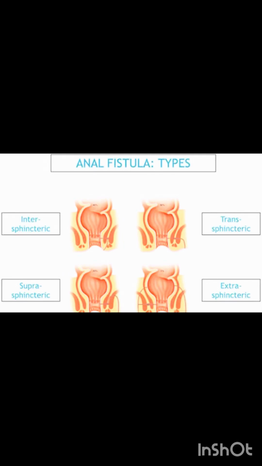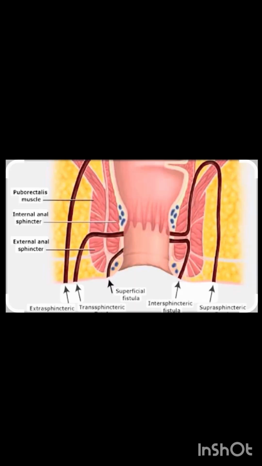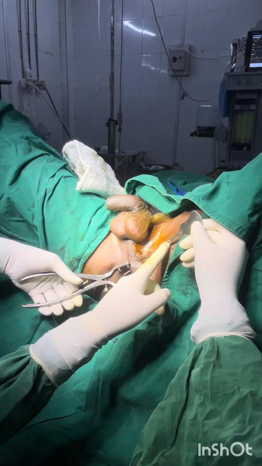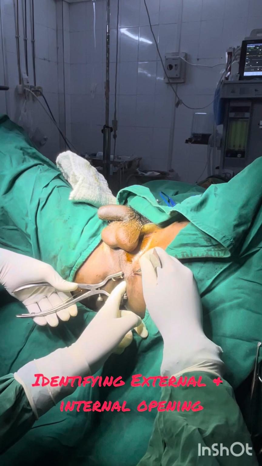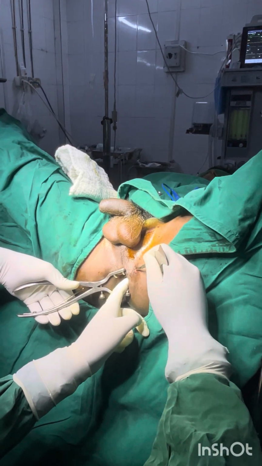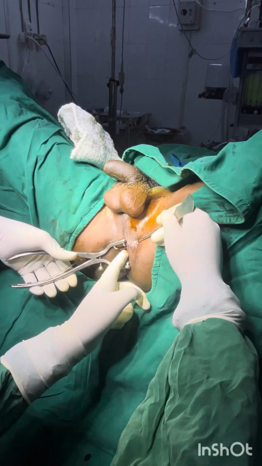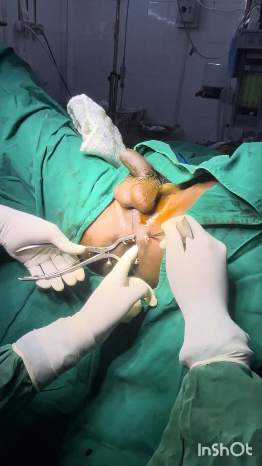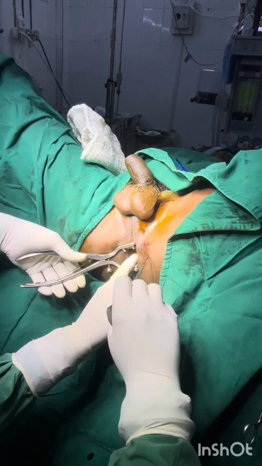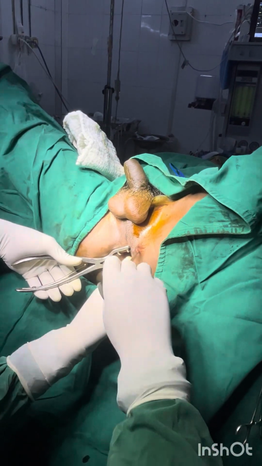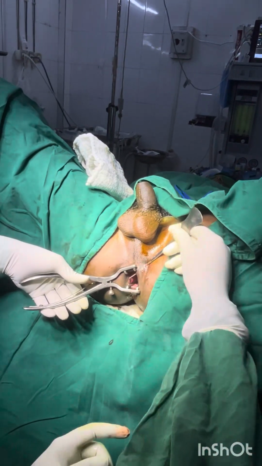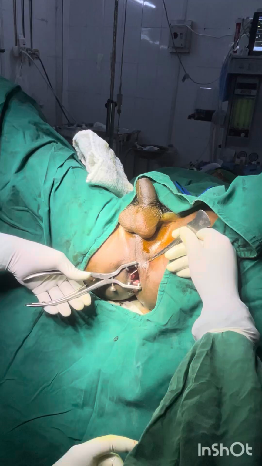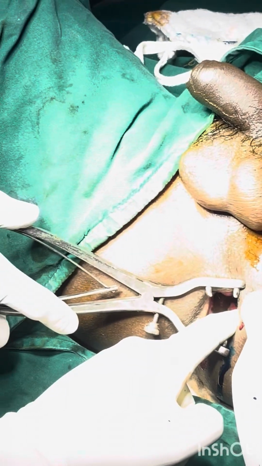So you can see there is intersphincteric, suprasphincteric, transsphincteric, or there are superficial fistula. So you can see this is the anal fistula. You can see clearly my fistula probe is passing through the external opening up to the internal opening. So my right hand is showing the external opening, and my left hand index finger is showing the internal opening. So you can see external opening and internal opening clearly.